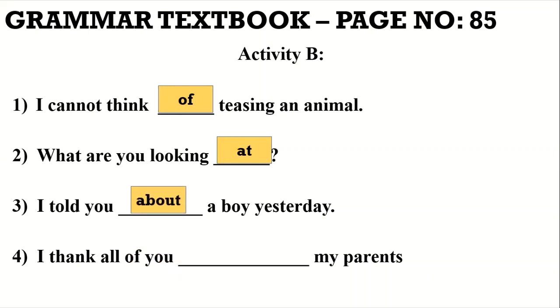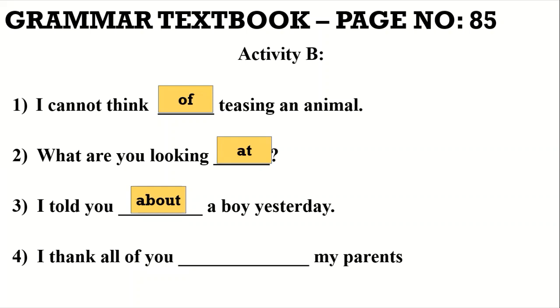I told you about a boy yesterday. Please write down about a boy yesterday. See, it's all jumbled in your textbook, so you need to find out where the question is and write it down. Okay, not in the same order as what I'm teaching you. See the sentence, read it, understand and complete it.